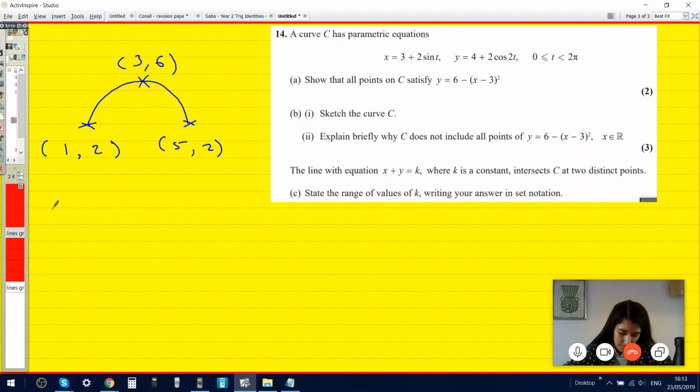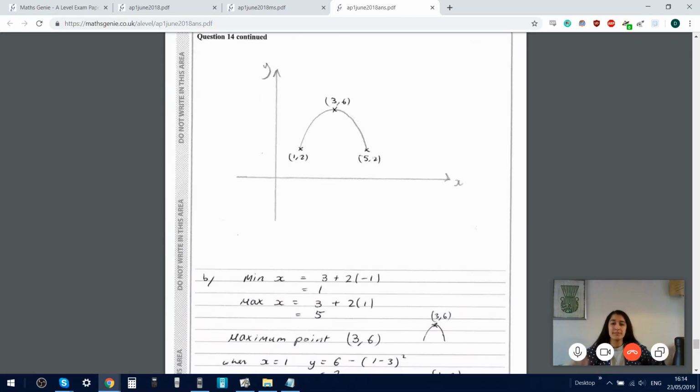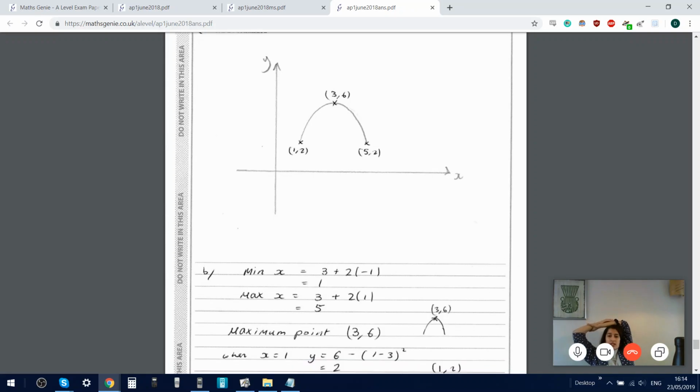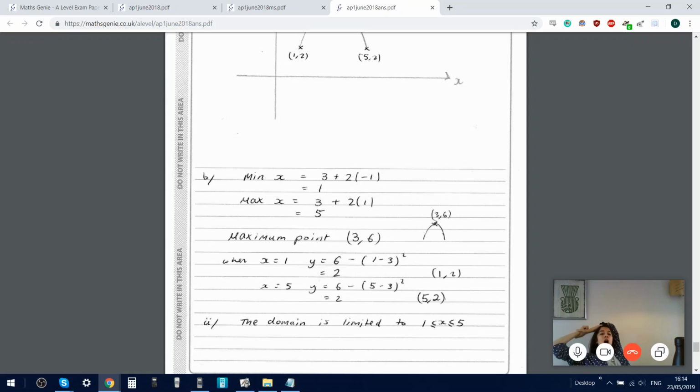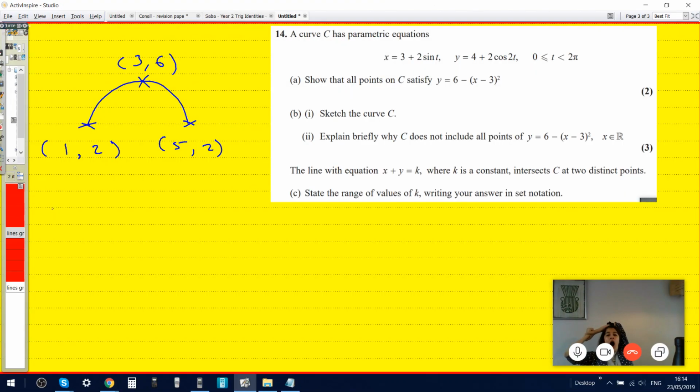Okay, and part 2. Explain briefly why C does not include all points of y equals 6 minus, because t has to be between... wait, x is any real number. Because t is between 0 and 2 pi? Yeah, that's what I think, isn't it? It's either that or because sine and cos are between 1 and minus 1, in terms of y. Minimum x is 1, maximum x is 5. The domain is limited to x between 1 and 5. Explain briefly.